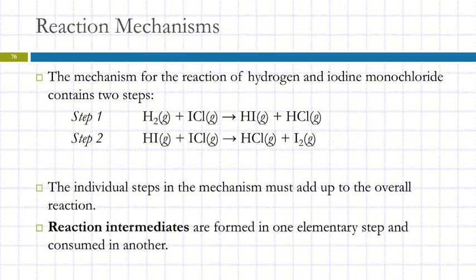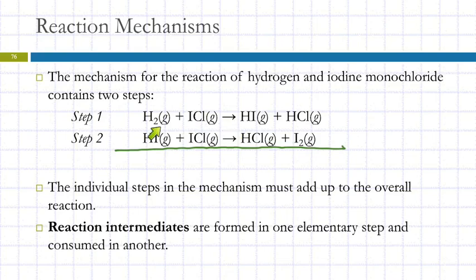So there's two steps in here. We can't see that or predict that from the overall chemical reaction. The individual steps here have to add up to the overall reaction. So let's just double check and show that they do. You should have done this in 1A where you added chemical equations.